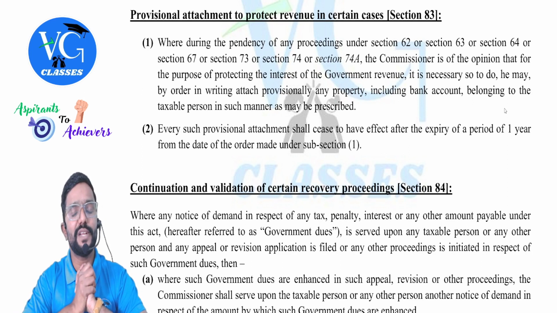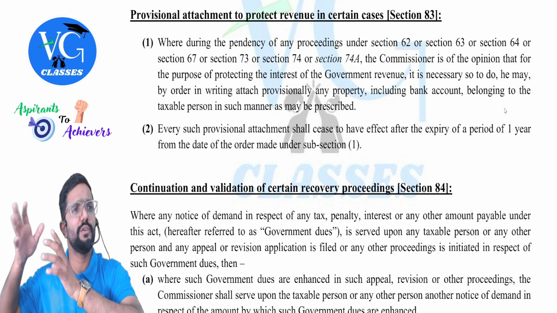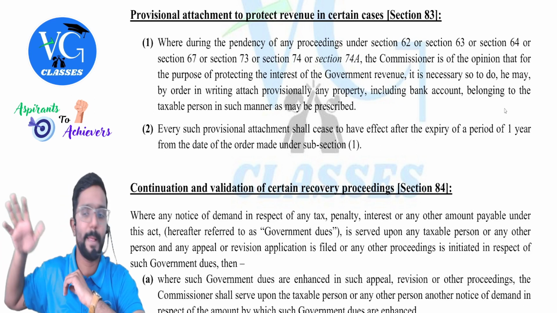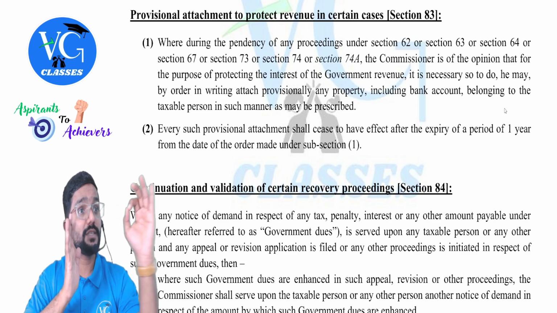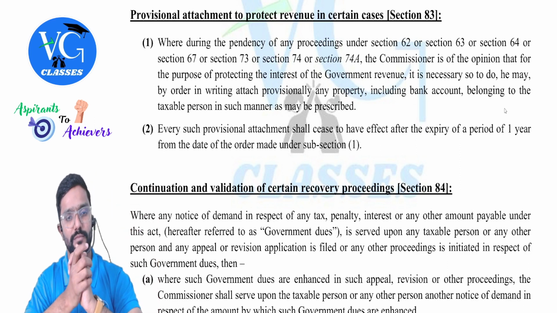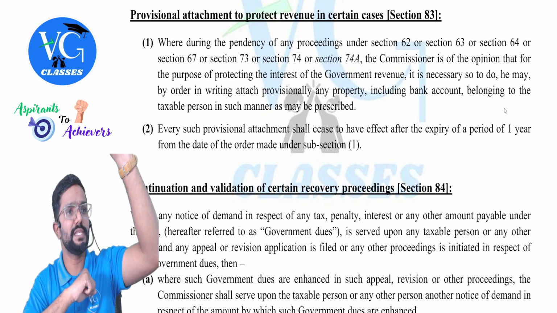Section 83. Provisional attachment to protect revenue in certain cases. Sub-section 1. Where during the pendency of any proceedings under section 62, 63 or 64, which are all assessments, or 67 or 73, 67 is not a part of your syllabus, you need not worry, or section 73, 74, 74A, which we have already discussed.